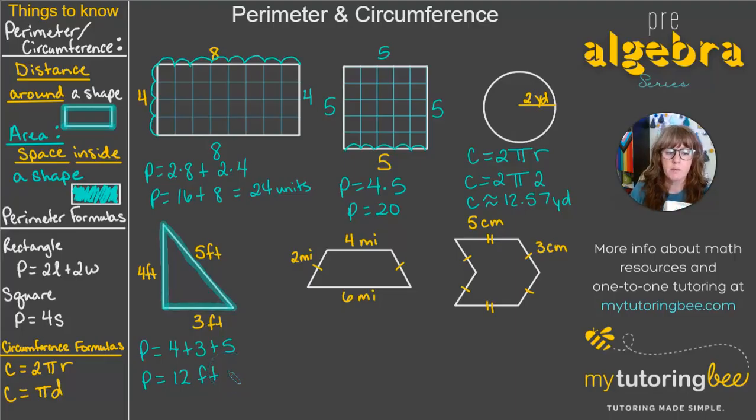So when we're thinking of perimeter, we're kind of thinking, what if this was a building and we had to walk all the way around this building back to where we started from? How far would we have to walk?